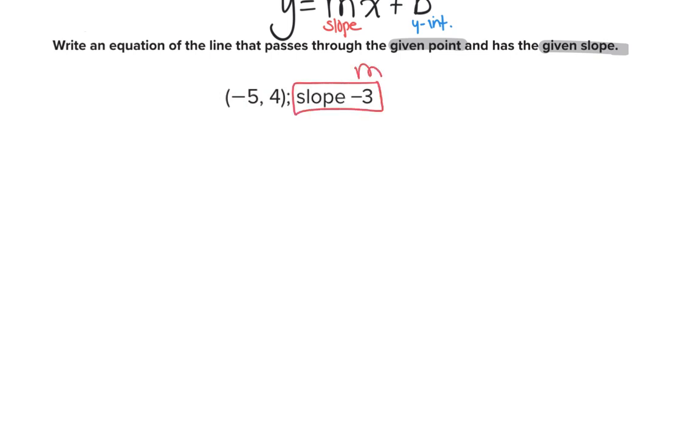Okay, so for this particular problem, we're given our slope, so really we're given our m. That's kind of nice. And then we're given the point negative 5, 4, which means we're given the x-coordinate and the y-coordinate of a point that falls on this line. So now it's just a matter of plugging in what we know into our slope-intercept equation.